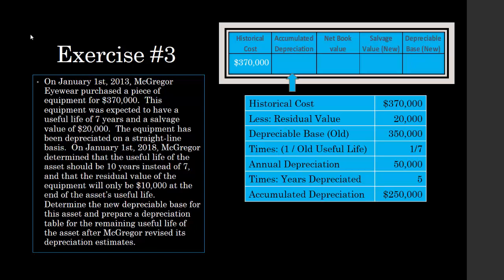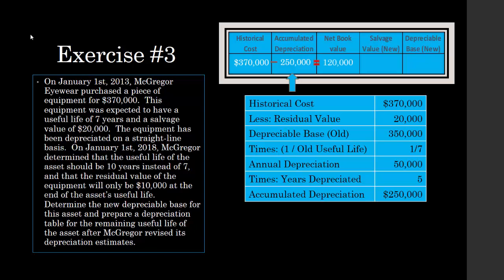And we did this from the time we purchased it on January 1st, 2013 till the time we're going to change our estimate on January 1st, 2018. So that's 5 years that have passed. And if we'd been depreciating this asset at $50,000 per year for the last 5 years, it at this point should have accumulated $250,000 worth of depreciation, which means that its value on McGregor's books at the time they are changing their estimate should be $120,000.